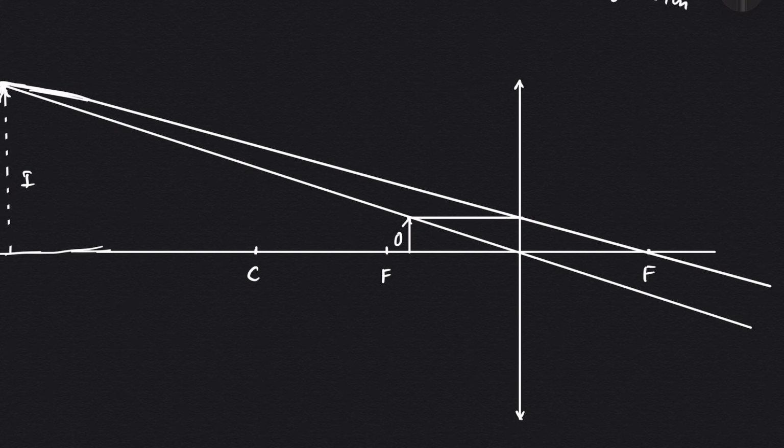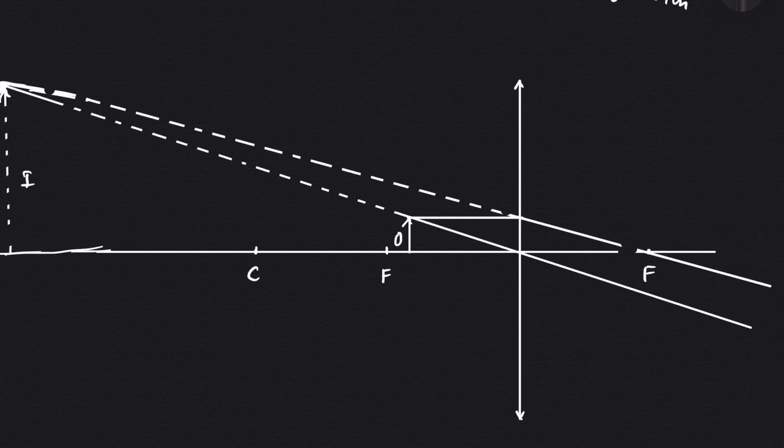Even the lines that you are drawing in the reverse direction, always represent them as a dashed line. When you represent them as a dashed line, it represents that it's not an actual image, it's a virtual image. So this is the idea behind the two diagrams.